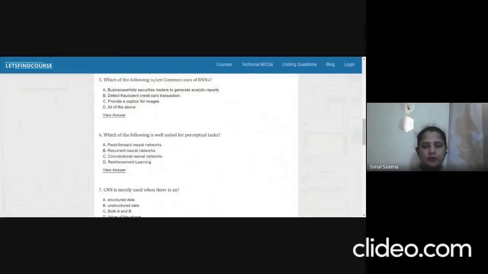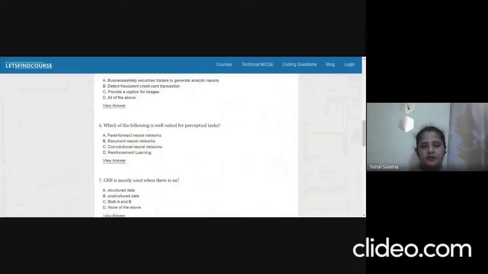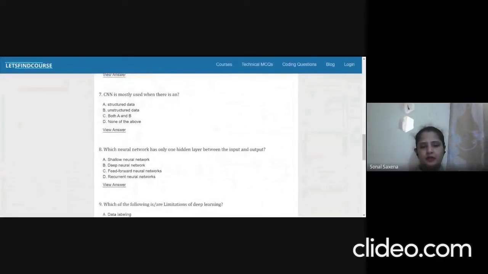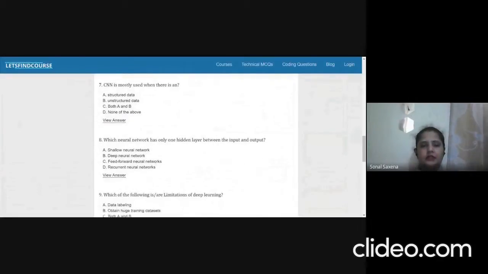Now, I hope you were able to answer question number 5 and 6. Let me take you to question number 7 and 8. CNN is mostly used when there is structured data, unstructured data, both A and B, or none of the above. And question number 8 says, which neural network has only one hidden layer between the input and the output? Do we call it shallow neural network? Is it deep neural network, feed-forward neural network, or recurrent neural networks?